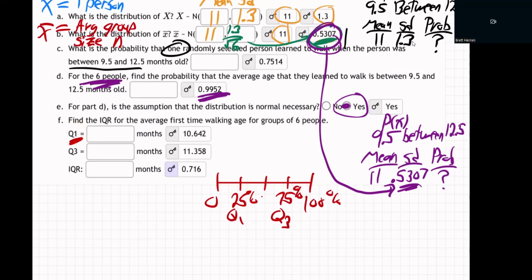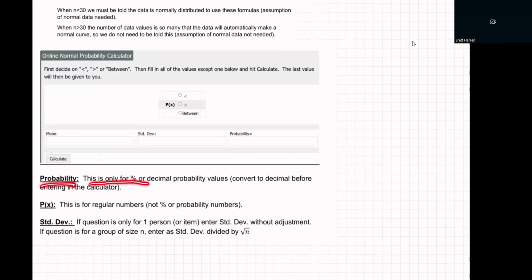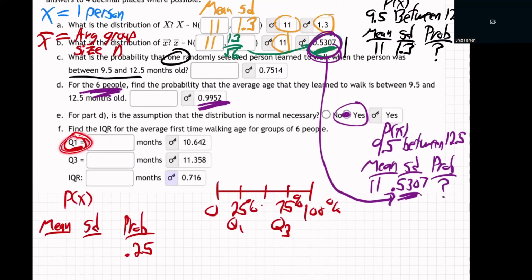So what are we going to do on the calculator? Well, again, the calculator has the P of X up here, and we have the mean, standard deviation, and the probability down here. So the question is, what do we do with Q1? That's a probability number, right? That goes down here, not up in P of X. How do we know? It says right here in the notes, probability is only for percentage or decimal probability values. And P of X is just regular numbers, not percentage probability. So Q1's a percentage probability. That goes right there, 25%.